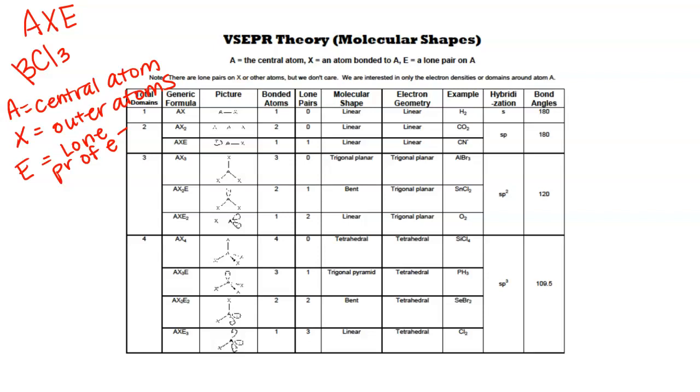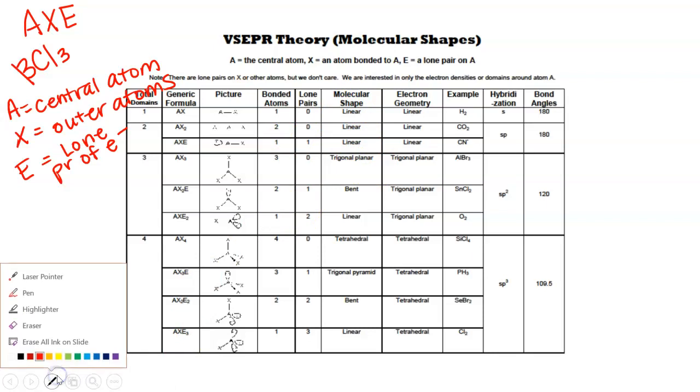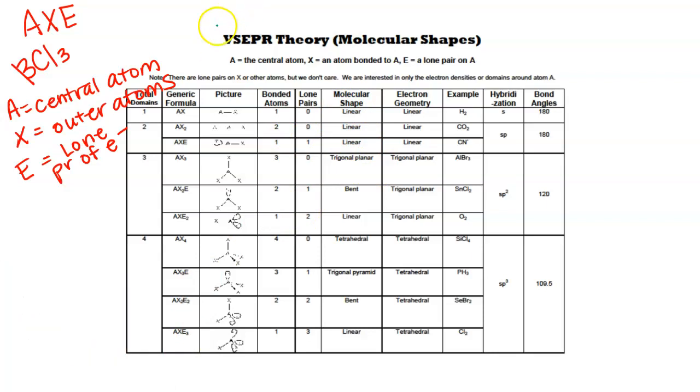But what I want to show you here is our generic formula and what we're looking for. Here we go. We have a generic formula and what we're looking for, and that's going to fall right here in this column. And you'll see I refer to it as an AXE notation. AXE notation, that's where that's coming from, okay?